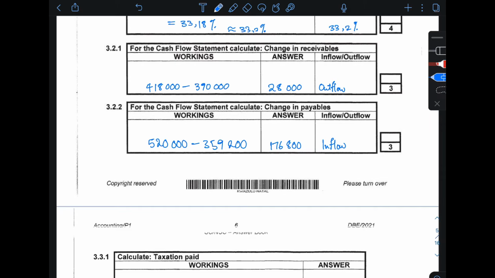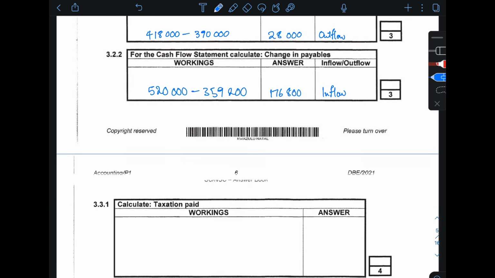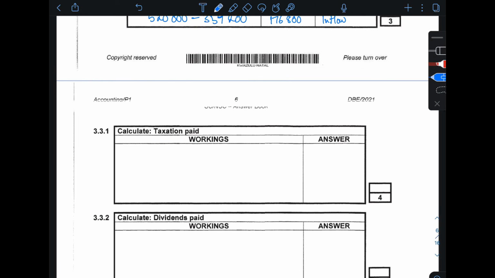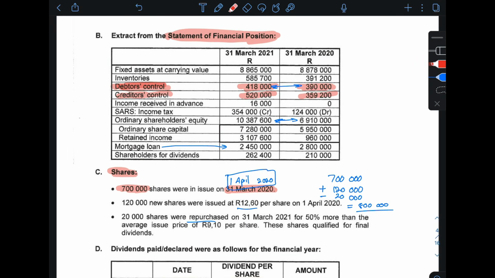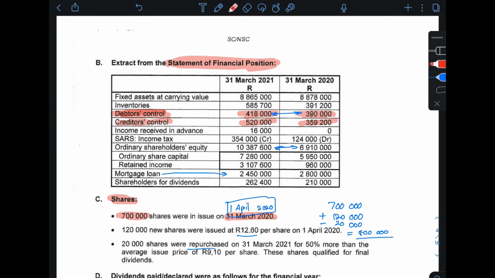We only just received the goods, but we haven't paid the money. That is why our change in payables has increased from 359,200 to 520,000. All right, and then we move to your taxation paid. You should know three relevant amounts that you need to take note of.